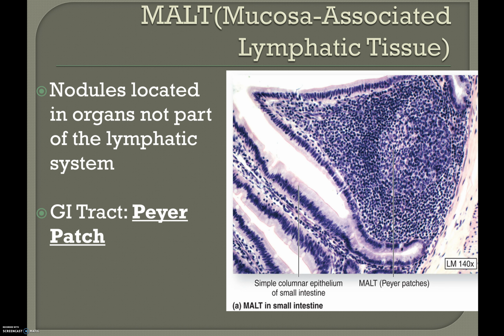Now, within the GI tract, the MALT or these lymphatic nodules are so prominent that they got a special name in the GI tract. They are called Peyer's patch. Therefore, Peyer's patch is a mucosa-associated lymphatic tissue, or MALT, specifically found in the GI tract. Will you remember that? Okay. That's MALT.